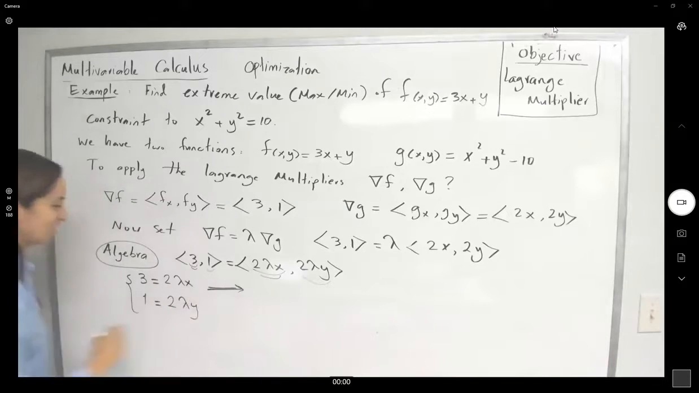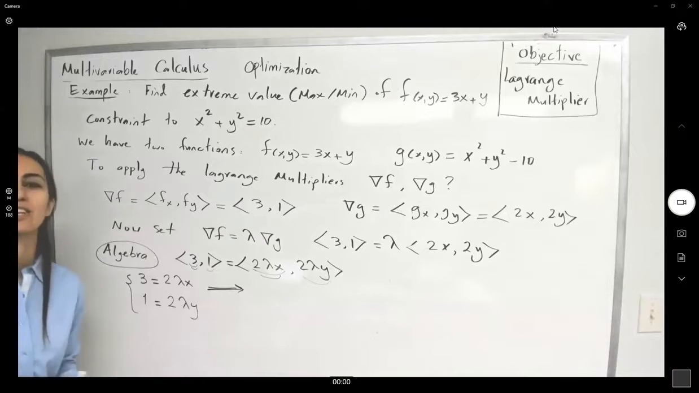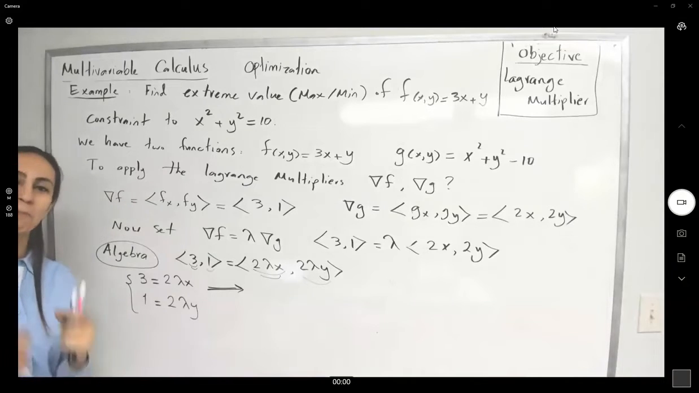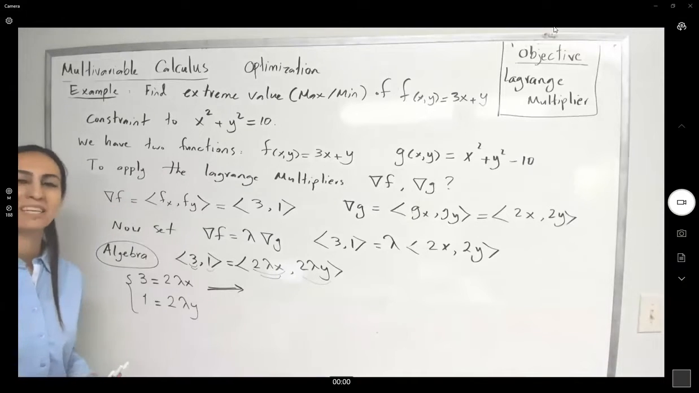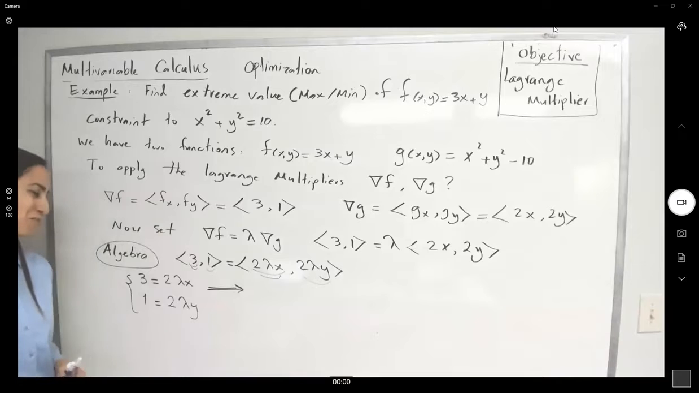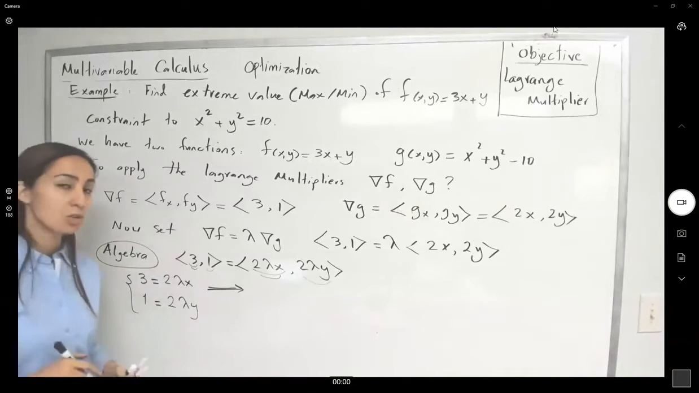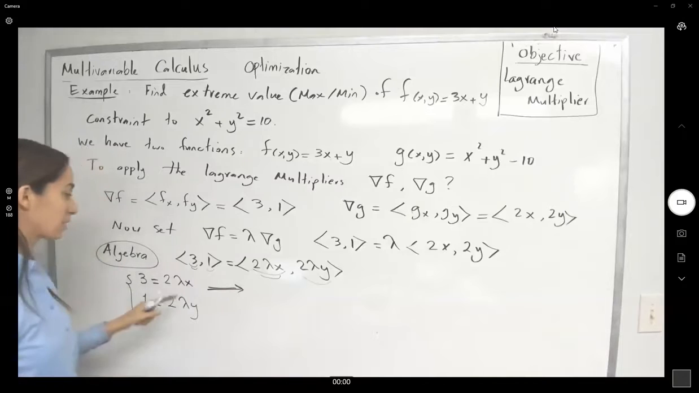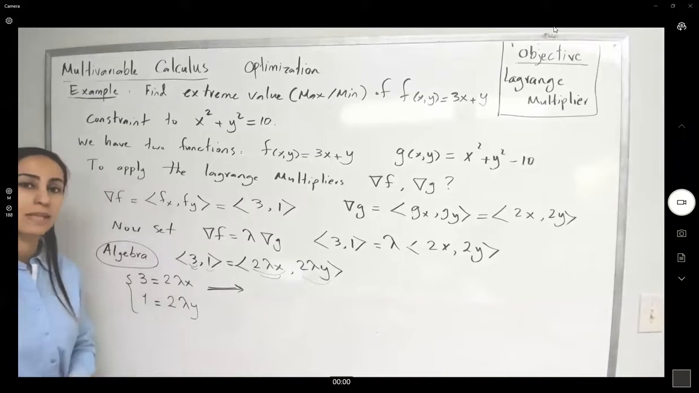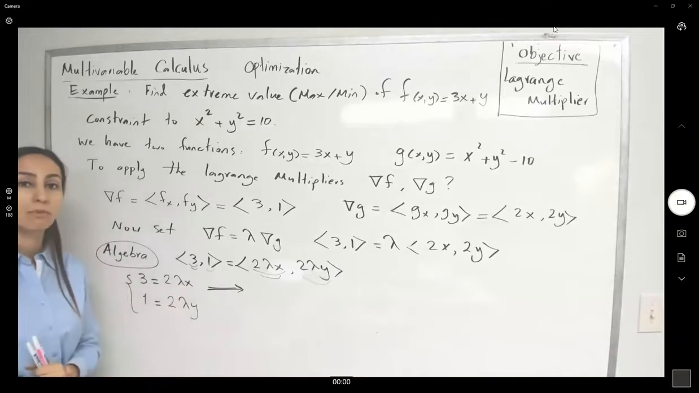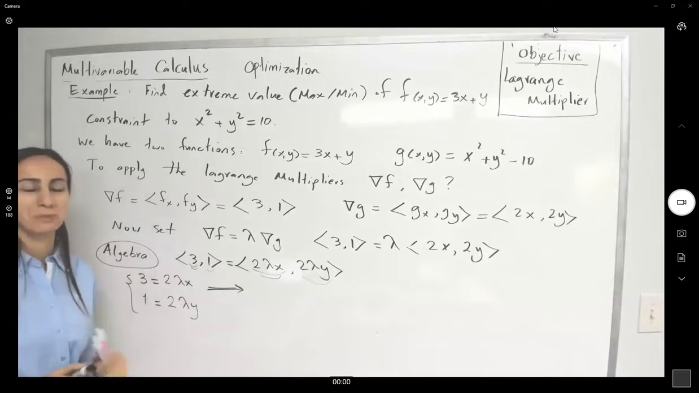So, there you go. How can we analyze this? Which method is most helpful here? Should I just plug in random values for lambda? Should I isolate lambda on one side and substitute that? Should I divide these two? Should I multiply these two? Which method?